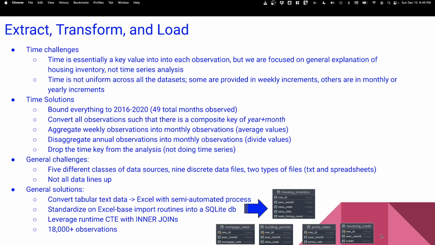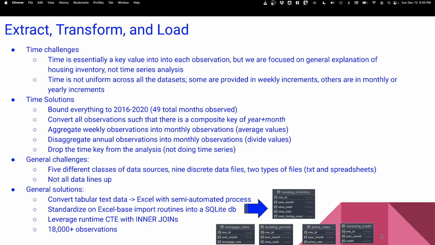And then we actually dropped the time key when we were doing the actual analysis. This isn't a time series analysis. This is just an analysis to see if we could build a hypothetical model to explain what the overall housing inventory was.